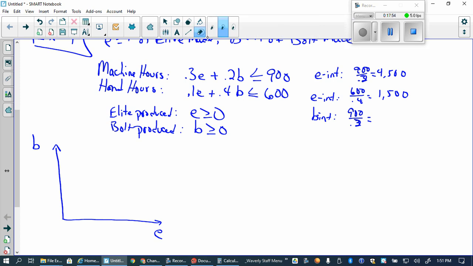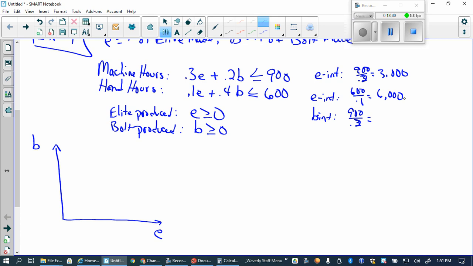And what do we get? 900 divided by 0.3 is what? 3,000. Okay. And did I do this one right? No, the E is where that's 0, so that's got to be divided by 0.1. And what do you get there? 6,000. Sure about that? Okay.